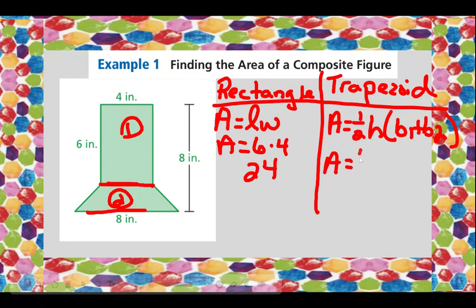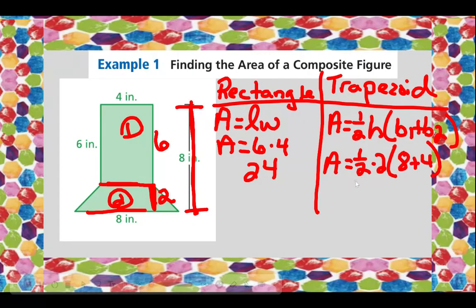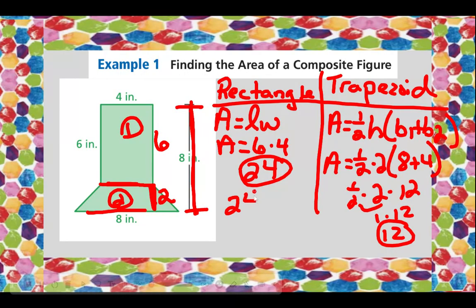So area equals 1/2. My height line is from here to here. Okay, so if I know this whole length is 8, I know from here to here is 6. The height line of the trapezoid has to be 2 because 6 plus 2 gives us the 8. So 1/2 times 2, and in parentheses 8 plus 4. So 1/2 times 2, 8 plus 4 is 12. Half of 2 is 1. 1 times 12 is 12. So now we just add these two together to find our total area of this figure.